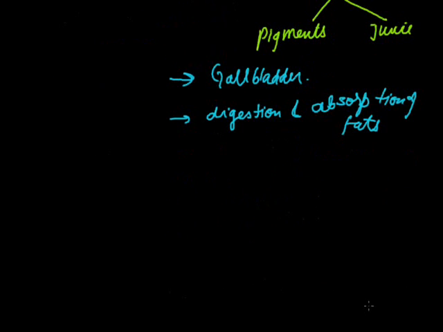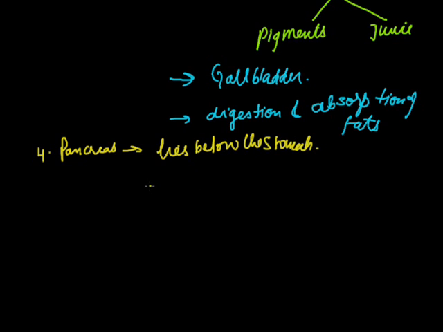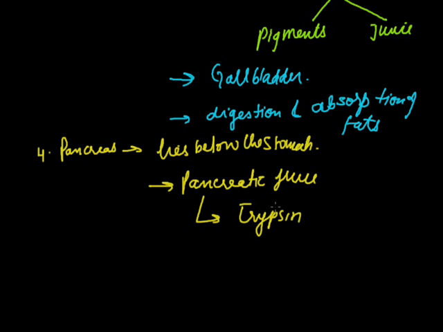Now the next important digestive gland is pancreas. Pancreas lies parallel to and below the stomach. It secretes pancreatic juice into small intestine. This pancreatic juice consists of trypsin enzyme and pancreatic amylase. This amylase is different from the amylase which was secreted in the buccal cavity, that was the salivary amylase, and this is the pancreatic amylase.